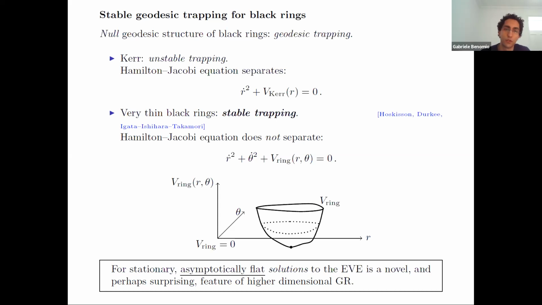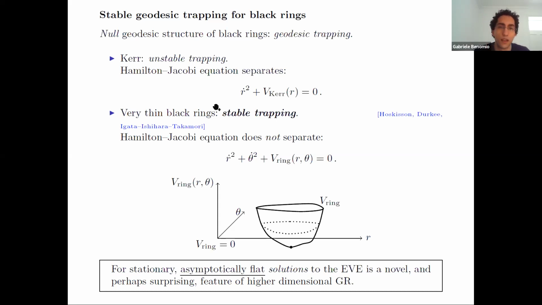So when one studies geodesic motion for Kerr, one can fully separate the Hamilton-Jacobi equation and reduce the study of geodesic motion to the study of a one variable ODE with some effective potential that here I call V Kerr. This potential can be shown to admit an extremal point, which corresponds to a geodesic traveling a fixed distance from the event horizon. But the claim is that such an extremal point can only be a local maximum of the potential, which corresponds to the statement that trapping has to be unstable. So if we vary ever so slightly the initial condition of a fixed R geodesic, the geodesic that we obtain will either intersect the event horizon, so we fall into the black hole, or escape to infinity.